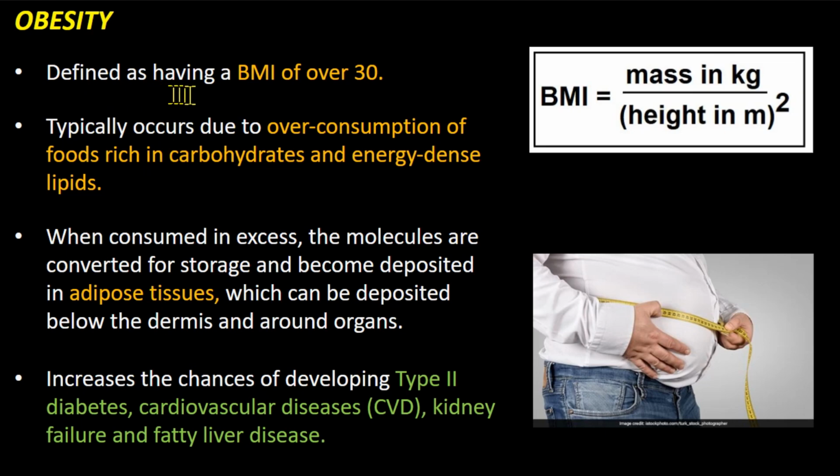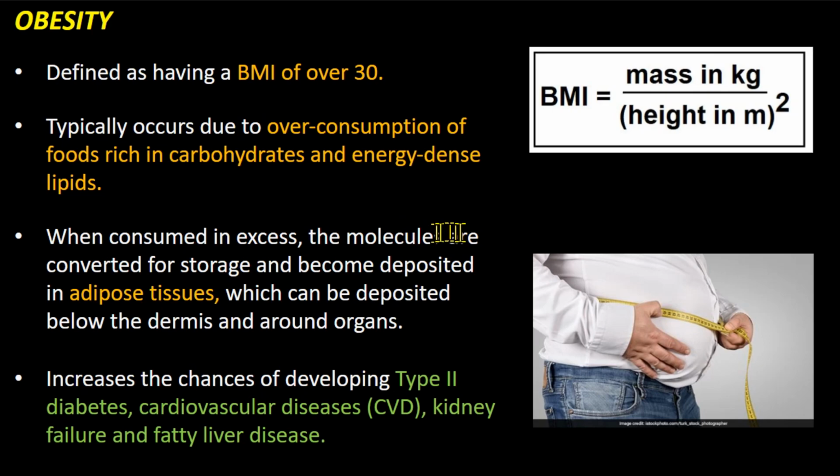Obesity is defined as having a BMI of over 30. BMI, or body mass index, is calculated by dividing a person's mass in kilograms by their height in meters squared. Now, BMI is not the best index for calculating health. In this case, we could have a bodybuilder who has a lot of muscle mass and might be accidentally classed as obese. But obesity typically occurs due to overconsumption of foods rich in carbohydrates and energy-dense lipids.